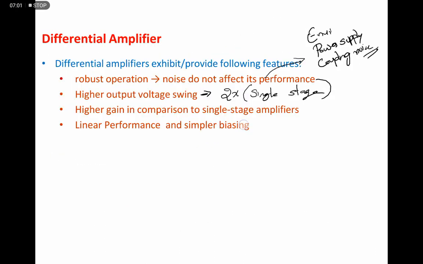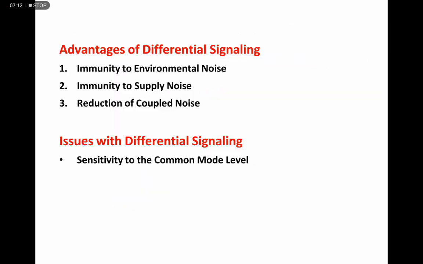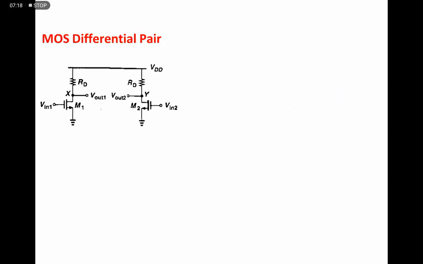So here now we just discussed what are the advantages of differential amplifier. Actually, main advantages come from the concept of differential signaling: the noise rejection, common mode signal rejection, and swing improvement. And next we will discuss the differential amplifier or MOS differential amplifier. This is the simplest differential amplifier.